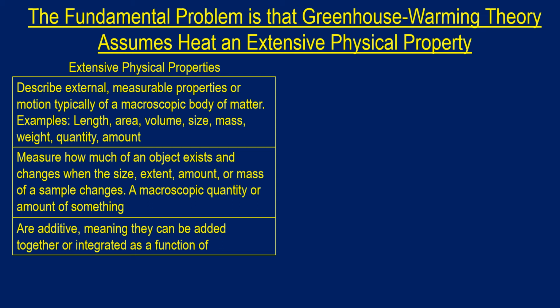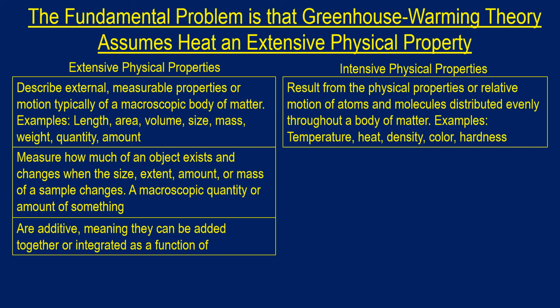Extensive physical properties are additive, meaning they can be added together or integrated as a function of. Intensive physical properties, on the other hand, result from the physical properties or relative motion of atoms and molecules distributed evenly throughout a body of matter. Examples are temperature, heat, density, color, or hardness.